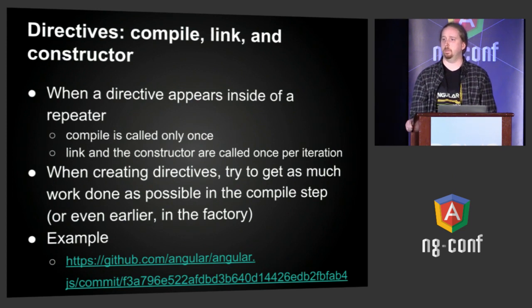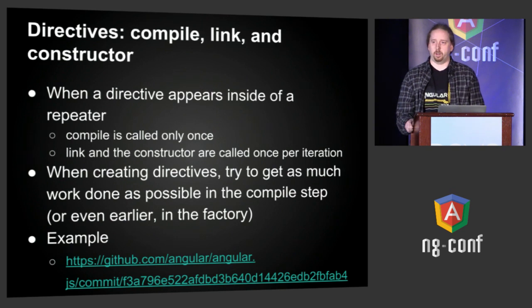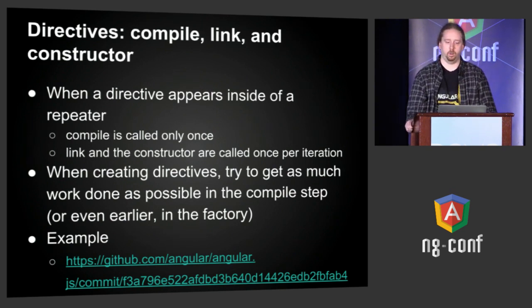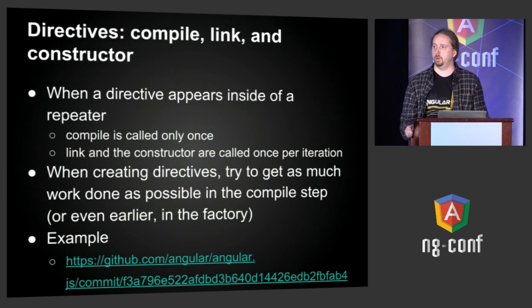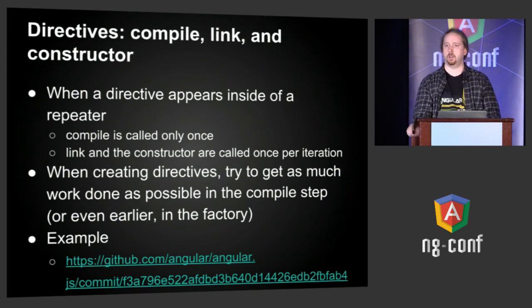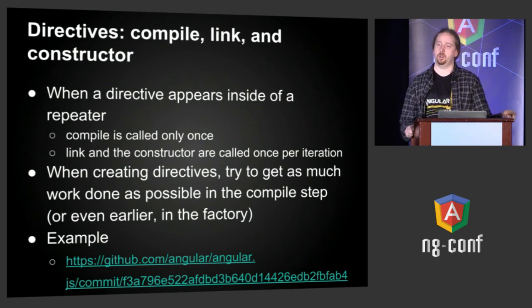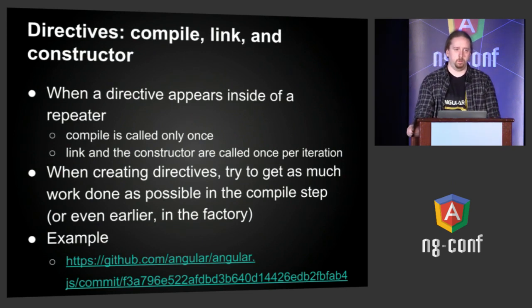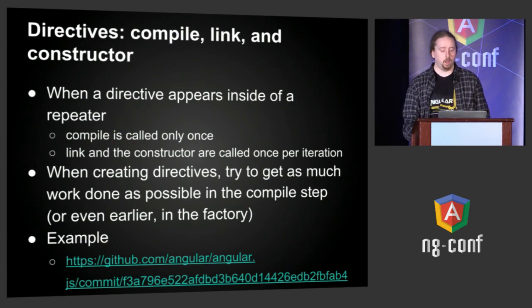All right, so directives have been covered pretty well by other talks, but there are compile and link phases, and when your directive is inside of an ng-repeat, the part in the compile runs once, and the part in the link runs n times. So just think about that when you're writing your directives. Put anything that can be shared into the compile stage, and actually when you make your factory function, if there's anything that can be shared across every instance, you can do it there, and it'll happen literally once in your entire app. So you can create a node to clone, or you can make a single function there instead of having a closure created for every single instance, things like that.